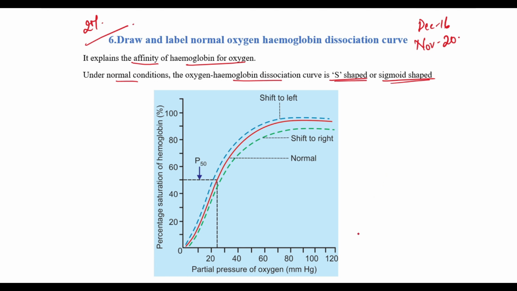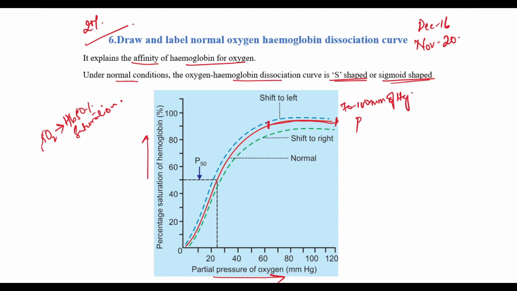This is the percentage of hemoglobin saturation on the vertical axis, and on the horizontal axis you have the partial pressure of oxygen in mm of Hg. As we know, the P50 of oxygen is the saturation of hemoglobin to 50%. This flat curve that you see is above 70, say 100 mm of Hg. This is seen in the pulmonary capillaries.